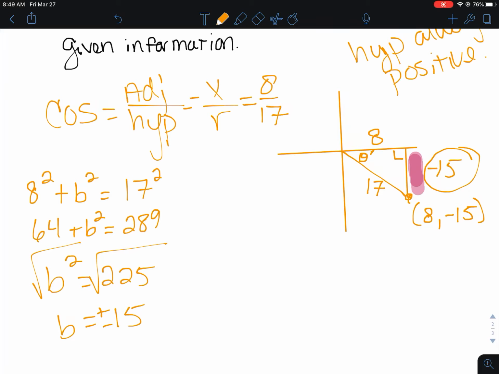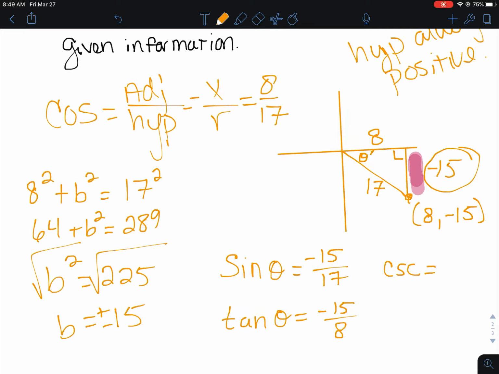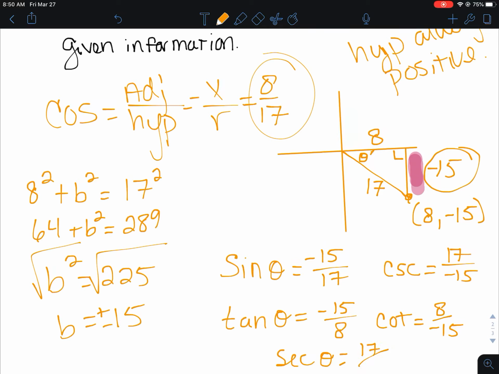Right? And once you know your full triangle, well, we already have cosine, so then we can set up sine of theta, opposite over hypotenuse, so negative 15/17. Tangent is opposite over adjacent, so negative 15/8. Cosecant is going to be the reciprocal of sine, so 17 over negative 15. Cotangent is the reciprocal of tangent, so 8 over negative 15. And secant is the reciprocal of cosine, which is the one they originally gave us, so 17/8.